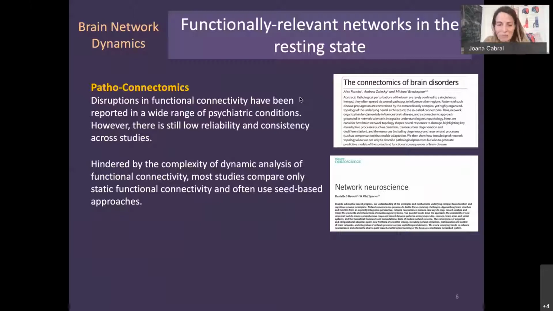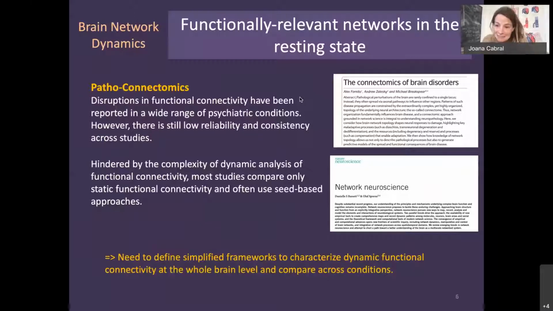So there is a lot of complexity that a bit hinders the advance in understanding what are the mechanisms behind the formation of these networks. And so usually there was this issue of using static connectivity or seed-based approaches, but there is an urgent need to find simplified frameworks to characterize dynamic functional connectivity at the whole brain level and to compare across conditions. So strategies to understand better what is going wrong with these networks and transpose them to diagnosis and the development of better therapies to rebalance these networks.